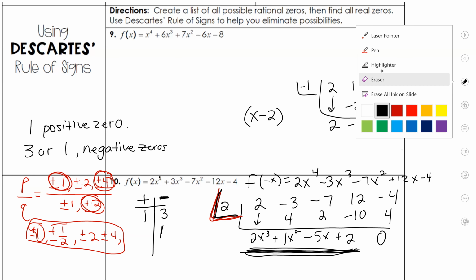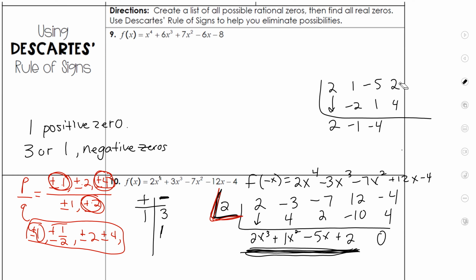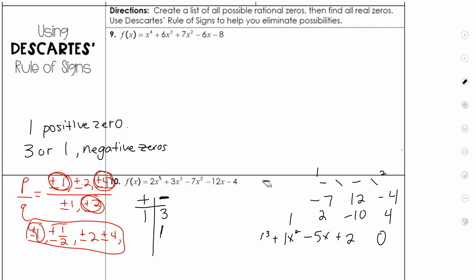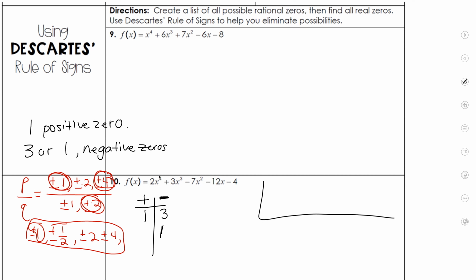Okay, guys, let's look real quick. Uh-oh. Okay, here we are. Let's come back real quick. Okay, let me erase this so we don't get confused. We need to use the polynomial that they gave us for synthetic division. So the polynomial that they gave us is right here. So this will be 2, 3, -7, -12, -4.